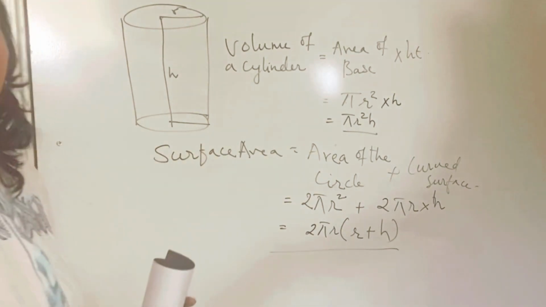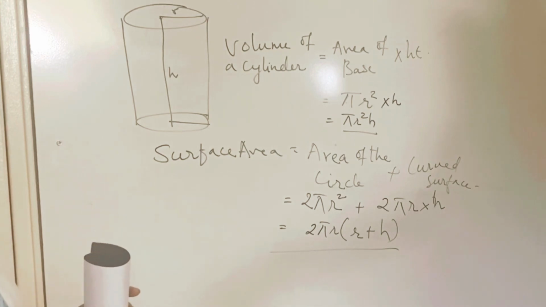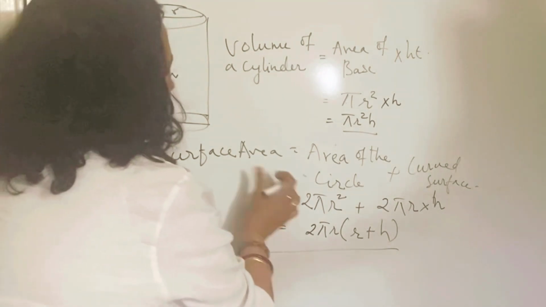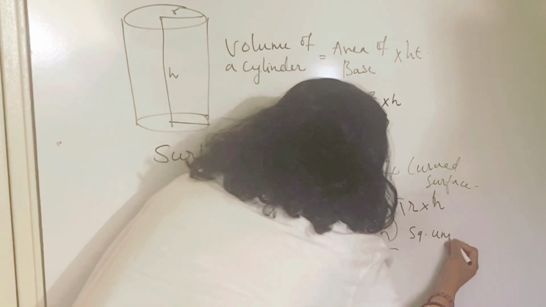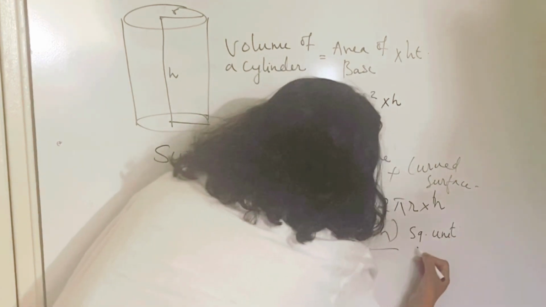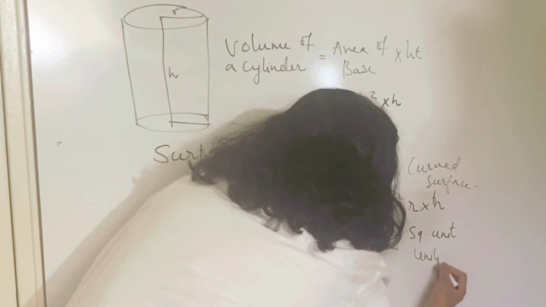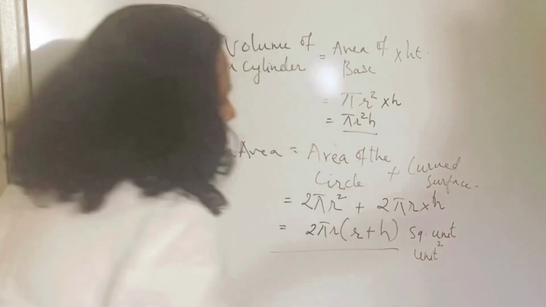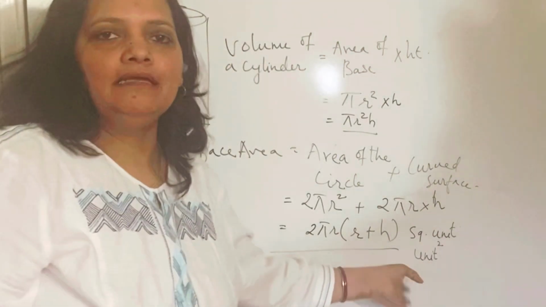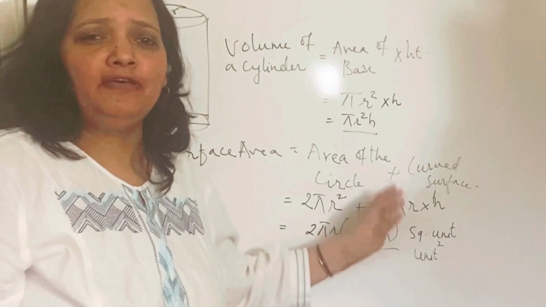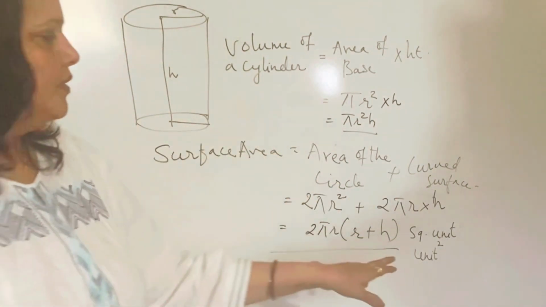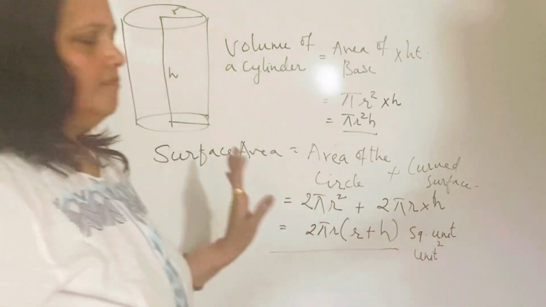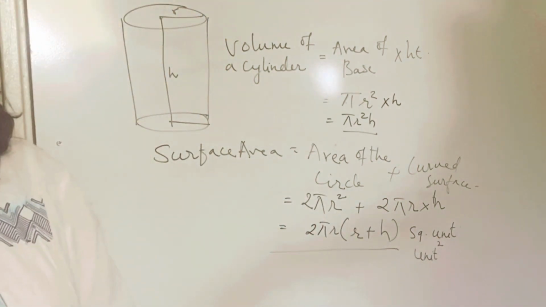Also, never forget to mention the square units for this, because it is an area, so the answer will be in square units. Or you can also write units to the power 2, that is unit square. This unit can be centimeter, meter, inches, feet, whichever unit is given in the problem. You can use that and finish your answer with it.